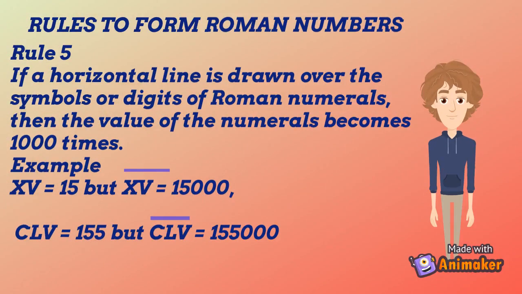Rule 5. If a horizontal line is drawn over the symbols or digits of Roman numerals, then the value of the numerals becomes 1000 times. Example. XV equals 15, but XV with a horizontal line on it equals 15,000. CLV equals 155, but CLV with a horizontal line on it equals 155,000.